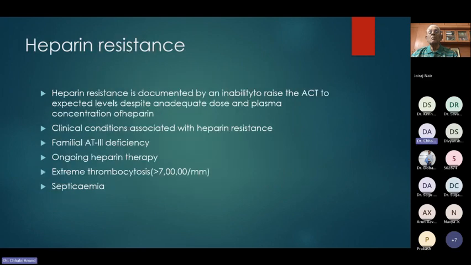Heparin resistance. Heparin resistance is documented by an inability to raise the ACT to the expected level despite an adequate dose and plasma concentration of heparin. Clinical conditions associated with heparin resistance: familial antithrombin III deficiency, ongoing heparin therapy, extreme thrombocytosis, more than 7 lakhs per mm, and septicemia.